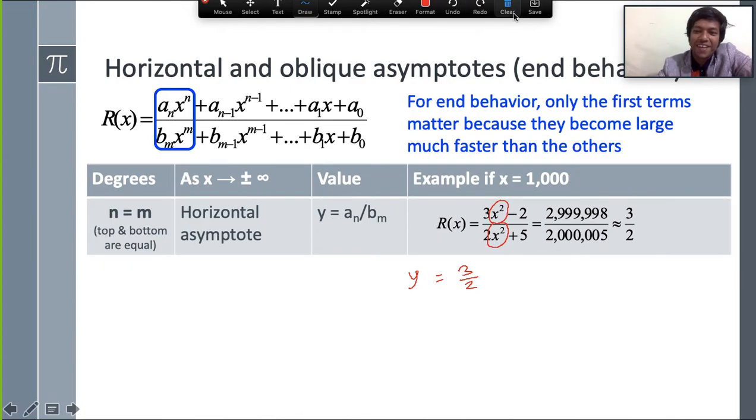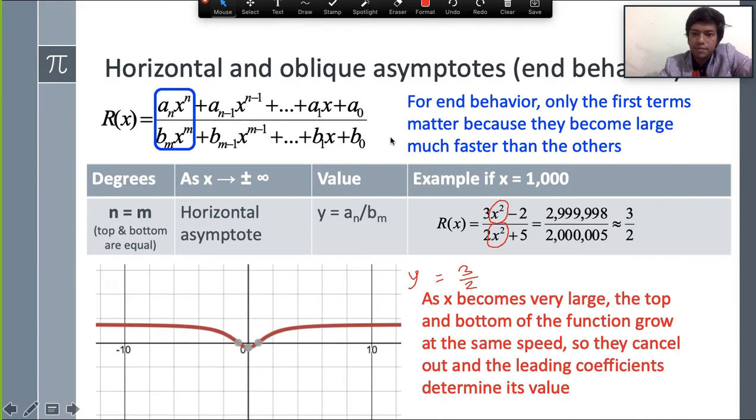Anyway, let's recap. If the power is the same, then this 3 by 2 is the asymptote. This is 3 by 2. In this case, the line is coming closer and closer to this 3 by 2 number. 3 by 2 means 1.5.